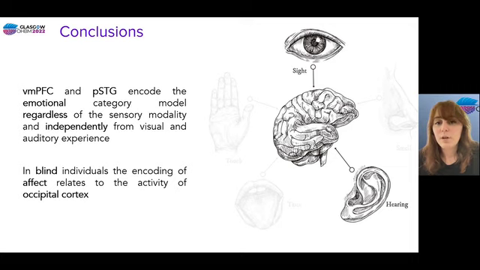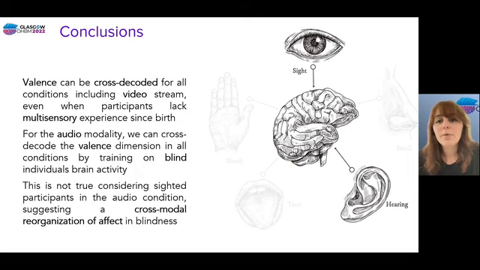And moreover, we can actually discuss a cross-modal reorganization of affect in blindness, since we were able to cross-decode all other groups and conditions by starting from the trace obtained from blind participants listening to the audio movie, while the same could not happen when we used sighted participants exposed to the audio-only modality. So that's why we suggest a cross-modal reorganization of affect in sensory deprived individuals.